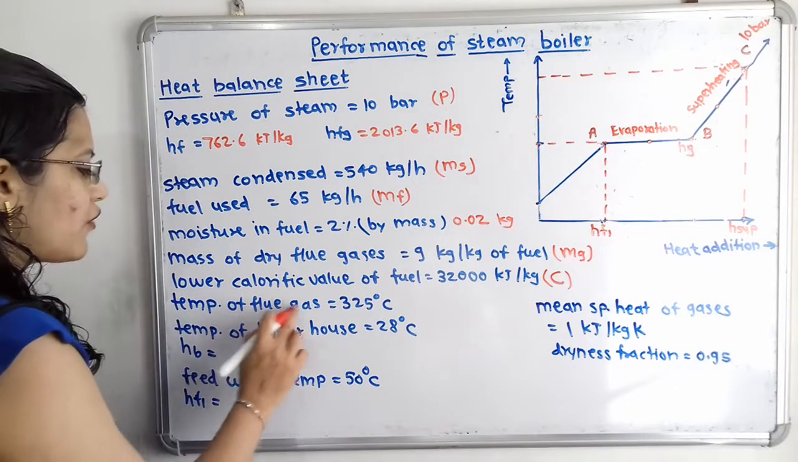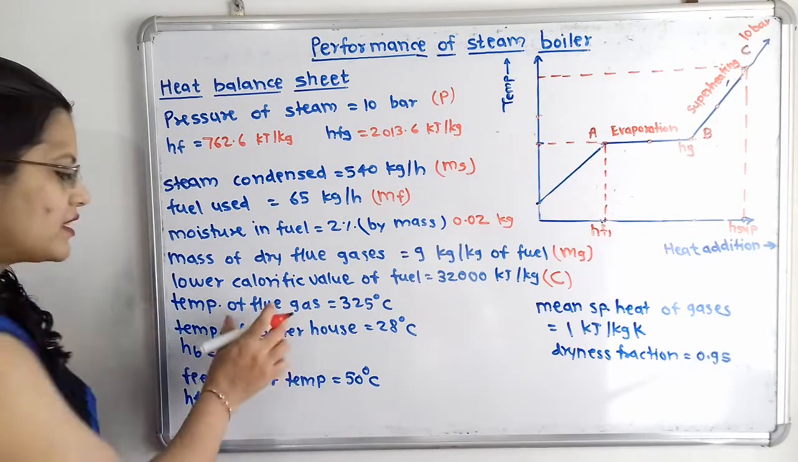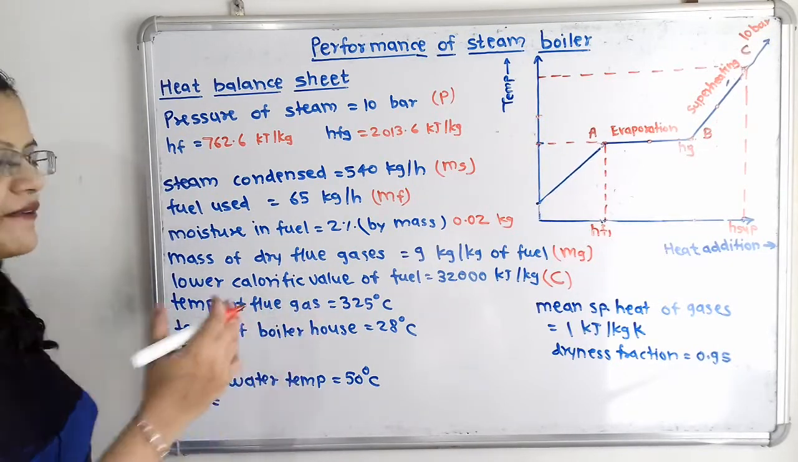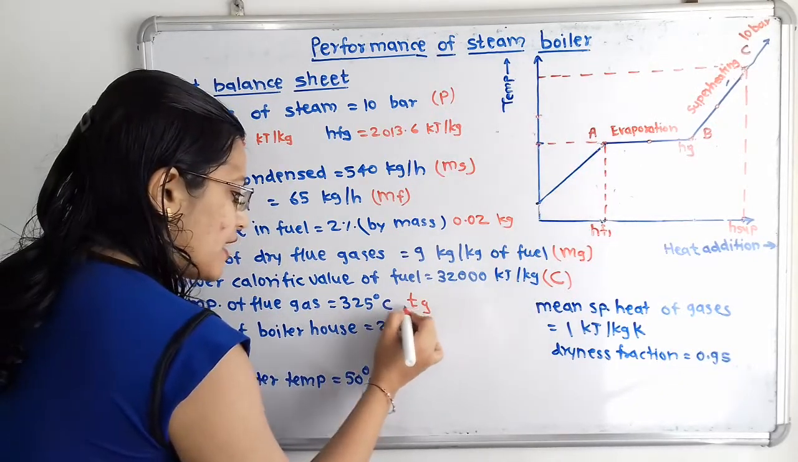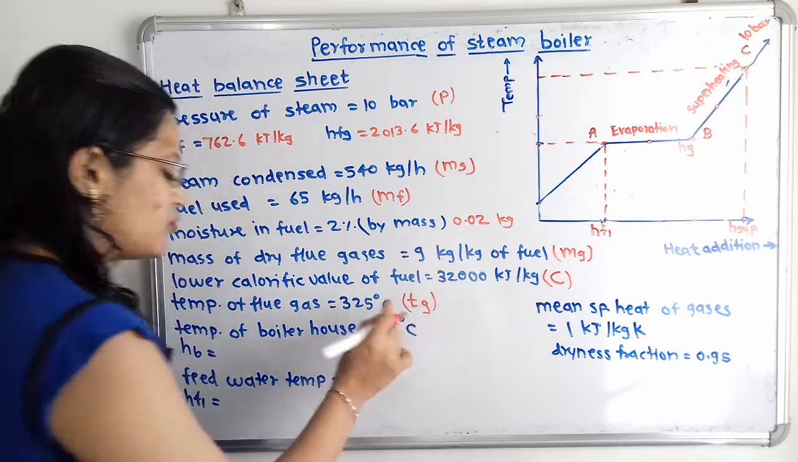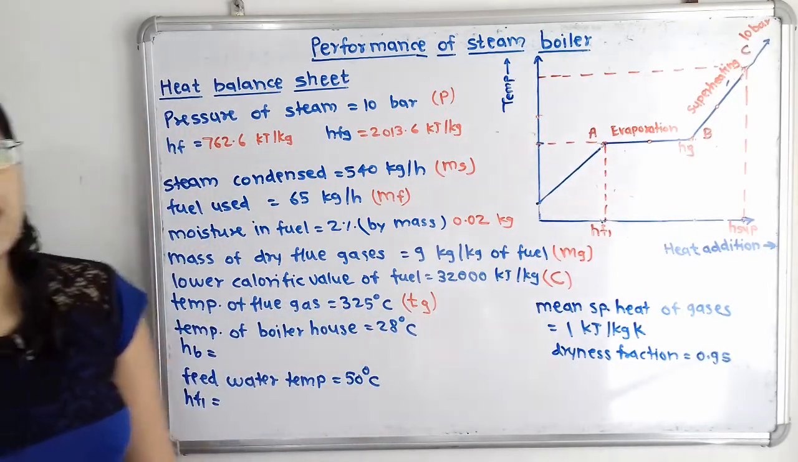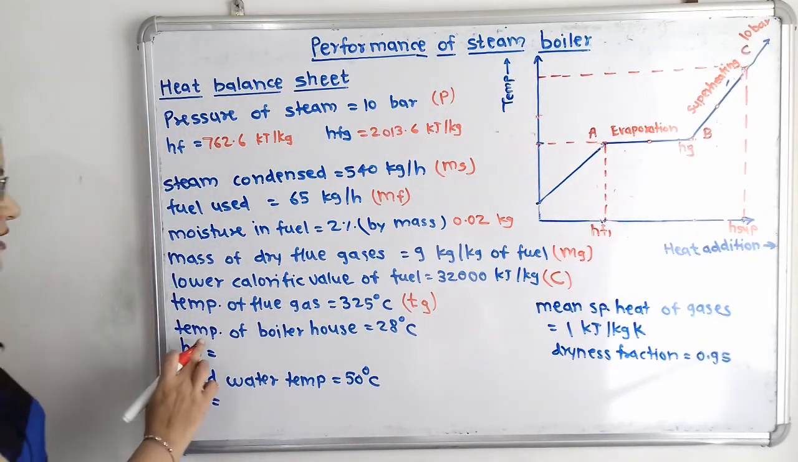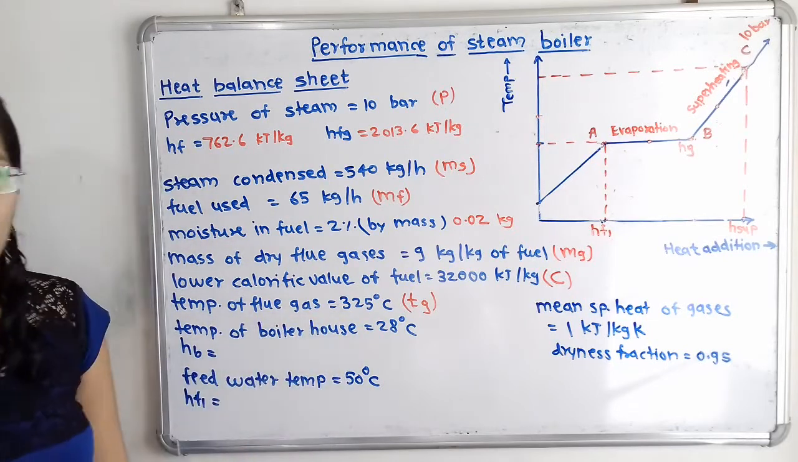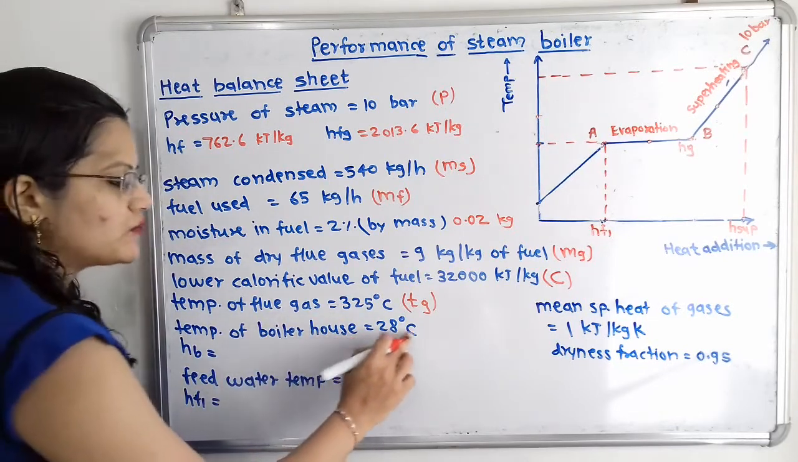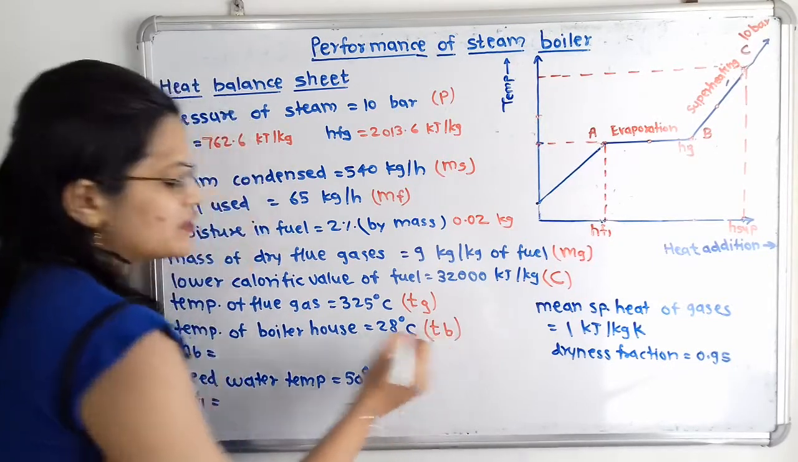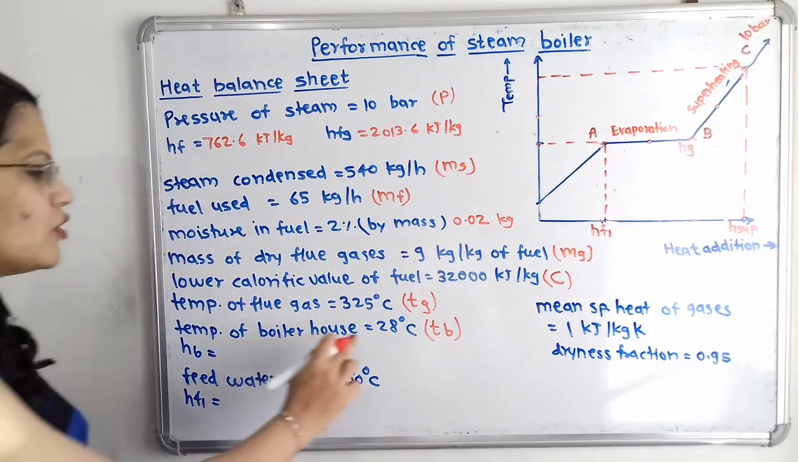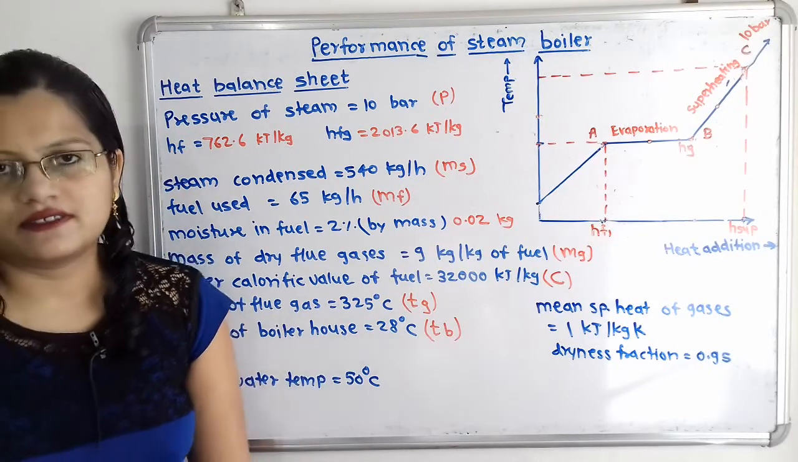Then temperature of flue gas. So here the temperature of flue gas is given. For the temperature we will use T, and for flue gas we will use the suffix G. So Tg is equal to 325 degrees Celsius. Then the temperature of boiler house is 28 degrees Celsius. For boiler house we will use the suffix B. So Tb is equal to 28 degrees Celsius.